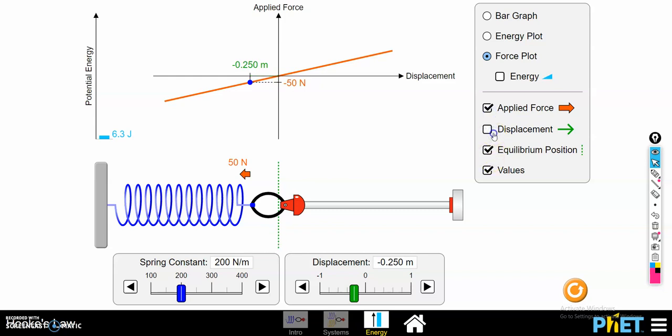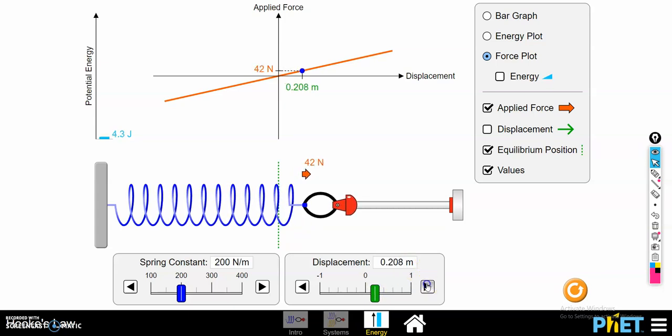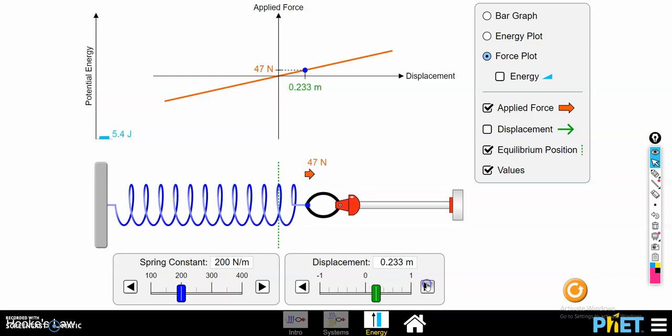Actually, I don't know if we need the displacement arrow. So that'll tell us exactly what's going on for this spring. So if we set our spring constant to 200 and our displacement to 0.25, sorry, meters, that'll give us the same scenario that we were looking at earlier.